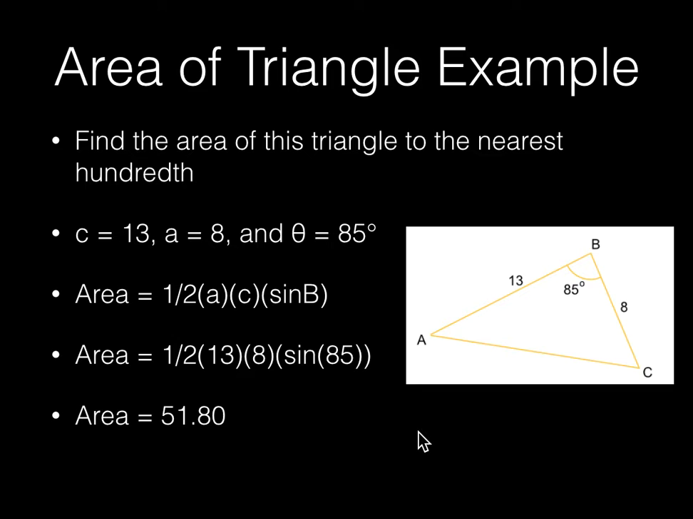So here in this example, you're given the values for side C, side A, and angle B. So you want to use 1/2 times A times C times sine B, since those are the values that are given to you. And you're trying to find the area of this triangle to the nearest hundredth. So you're going to sub these values right into this equation. So you'll get 1/2 times 13 times 8 times sine 85. And if you calculate that with your calculator, it comes out to 51.80.